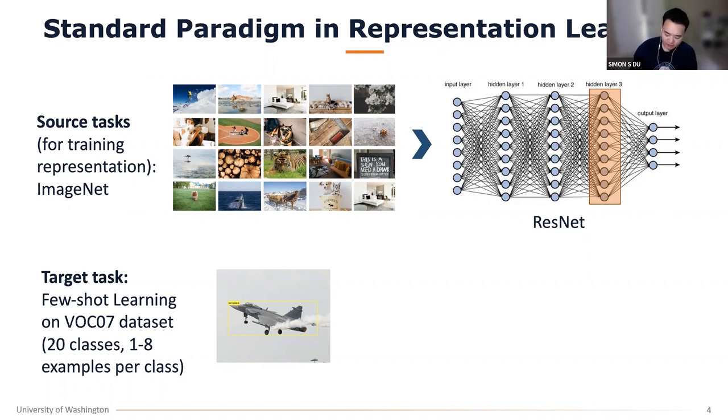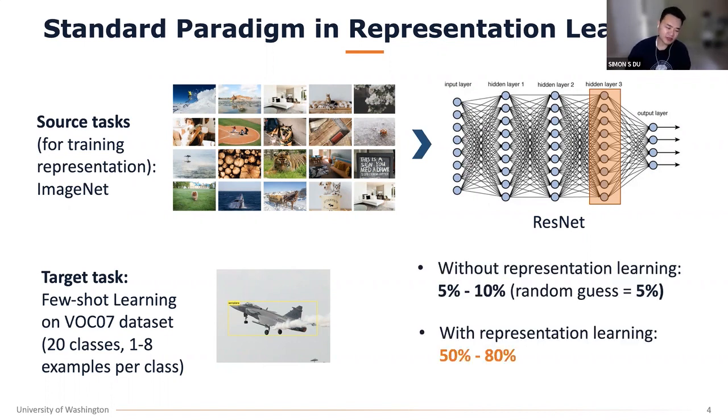If you don't use representation learning at all, you can use whatever method you want, like SVM, handcrafted features, or neural networks. You can only get, say, 5% to 10% accuracy. Remember, this is a 20 class classification problem, so if you do a random guess, the accuracy will be 5%. Because you have very limited data, you cannot do much on this very challenging few-shot learning task.